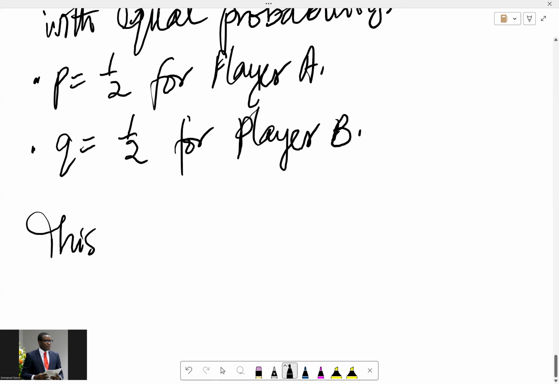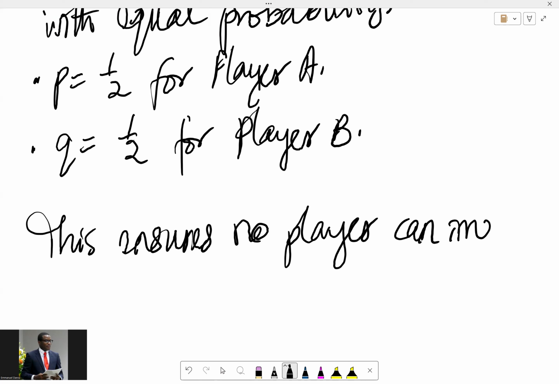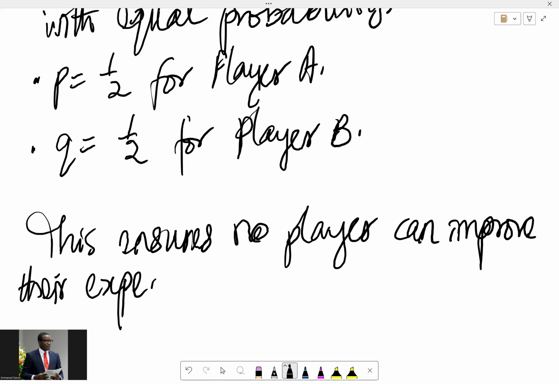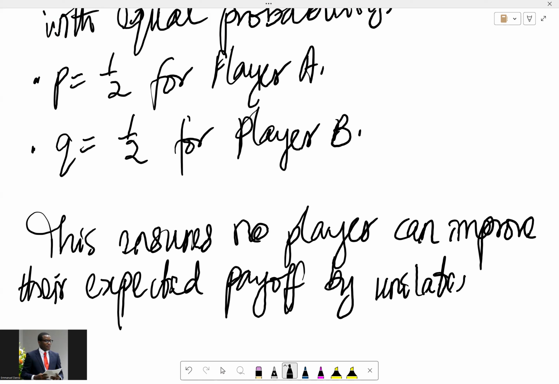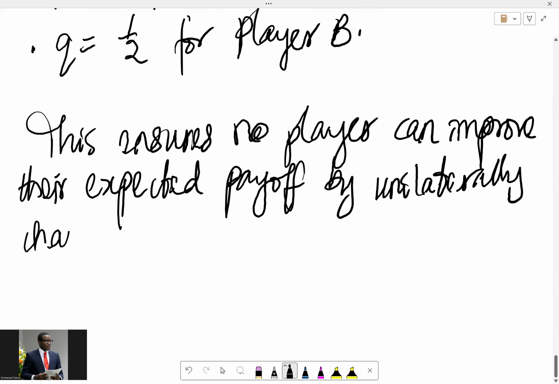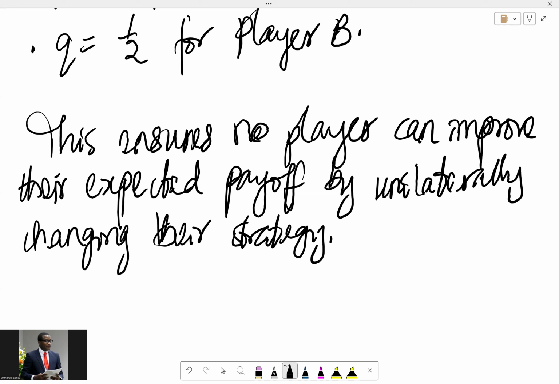So what this does again is ensure no player can improve their expected payoff by unilaterally changing their strategy. So again, with this, we've come to the end of this mixed strategy Nash equilibrium for the matching pennies game. And it's somewhat similar to what we found for the rock paper scissors game. So we have an element of randomness such that nobody can predict what a player is going to do, because there's equal chance of going any of the ways.